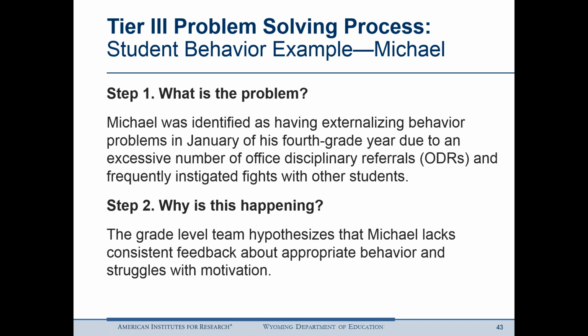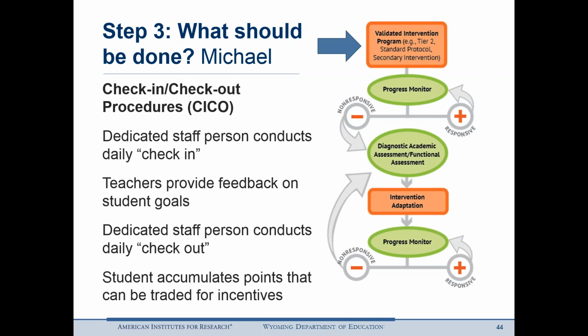In this case, Michael was identified as having externalizing behavior problems in January of his 4th grade year due to an excessive number of office disciplinary referrals, or ODRs, and frequently instigated fights with other students. The grade level team hypothesized that Michael lacks consistent feedback about appropriate behavior and struggles with motivation. During the Tier 2 problem-solving process, the team determines what should be done.